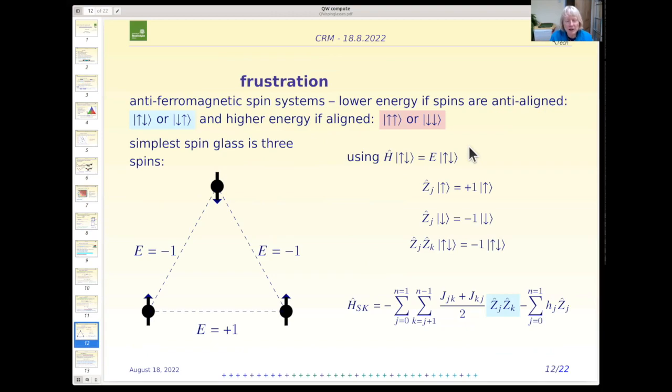So frustration. I promised you I'd explain frustration to those that don't know this as a concept or term. This is what you get in antiferromagnetic spin systems.